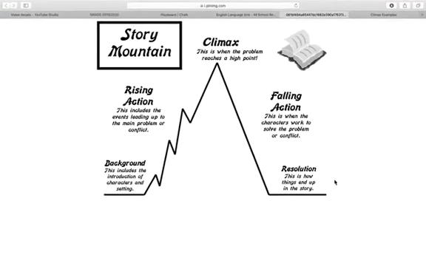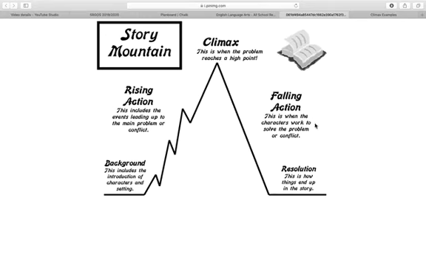All right, guys. So for this lesson in writing, we're just going to go over writing a climax. If we look at our story mountain here, the plot is made up of the background, where we introduce the setting and the characters, then we go up to the rising action, so everything that leads up to the main problem or the conflict. And then you have the climax, which is when the problem reaches its high point, followed by the falling action.